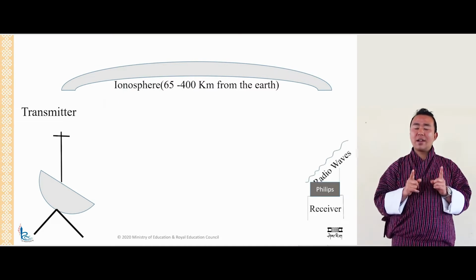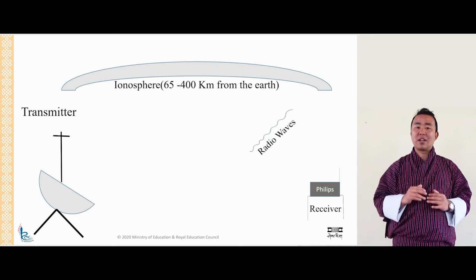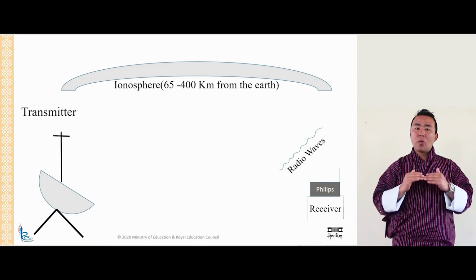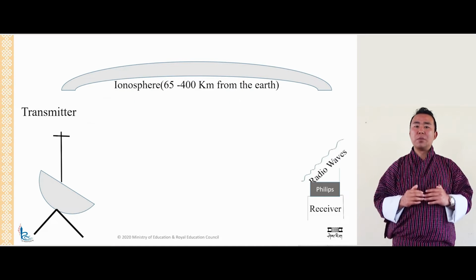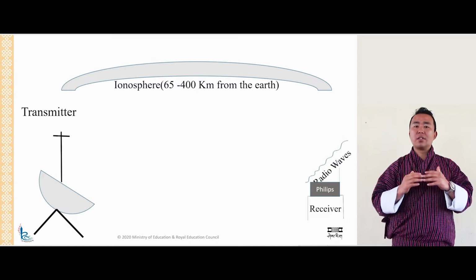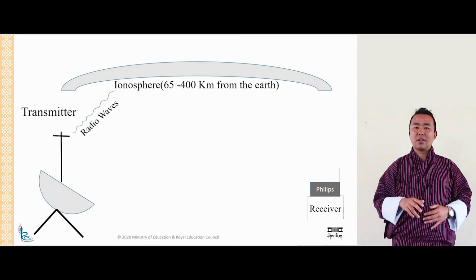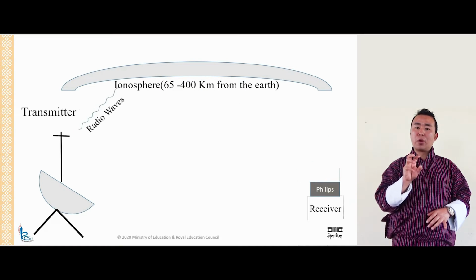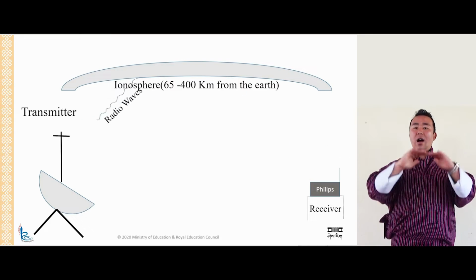Since the ionosphere lies from 65 to 400 km above the Earth's surface, skywave propagation is used to transmit signals over a long distance. Therefore, it can be used to broadcast radio over a large area.